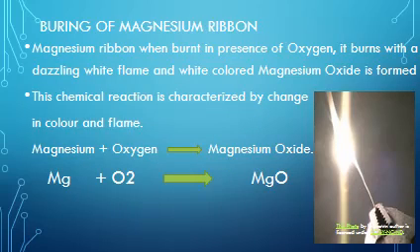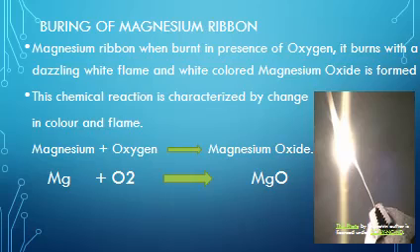Burning of magnesium ribbon. For example, magnesium ribbon, when burnt in presence of oxygen, burns with a dazzling white flame and white-colored magnesium oxide is formed. This chemical reaction is characterized by change in color and flame. So magnesium ribbon changes its color from grey to white and shows the dazzling white flame also. This all proves that there is some chemical reaction taking place.